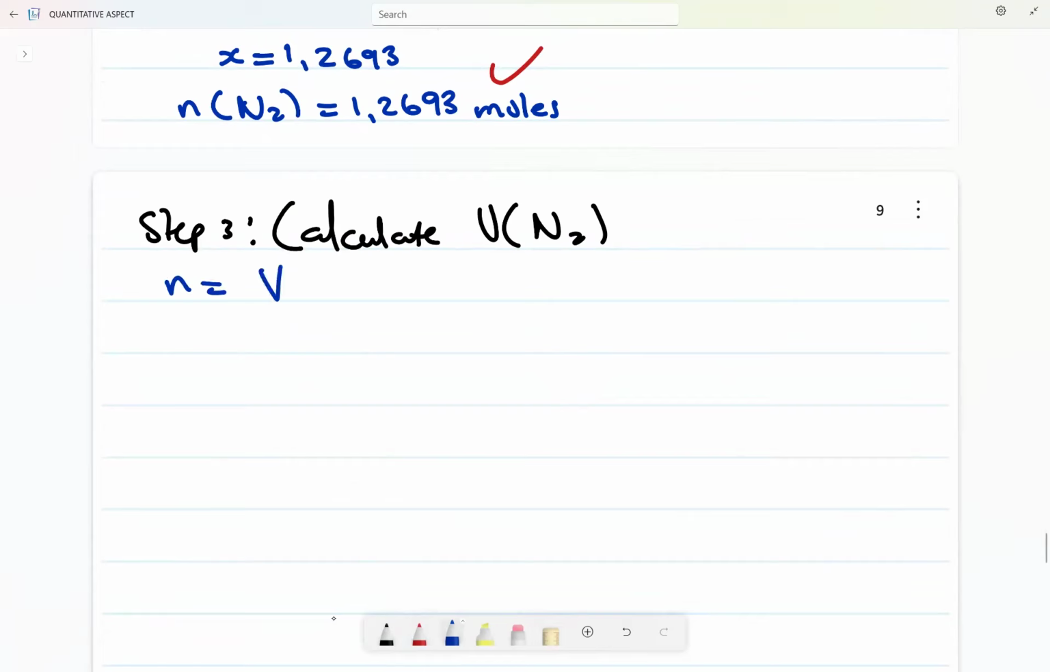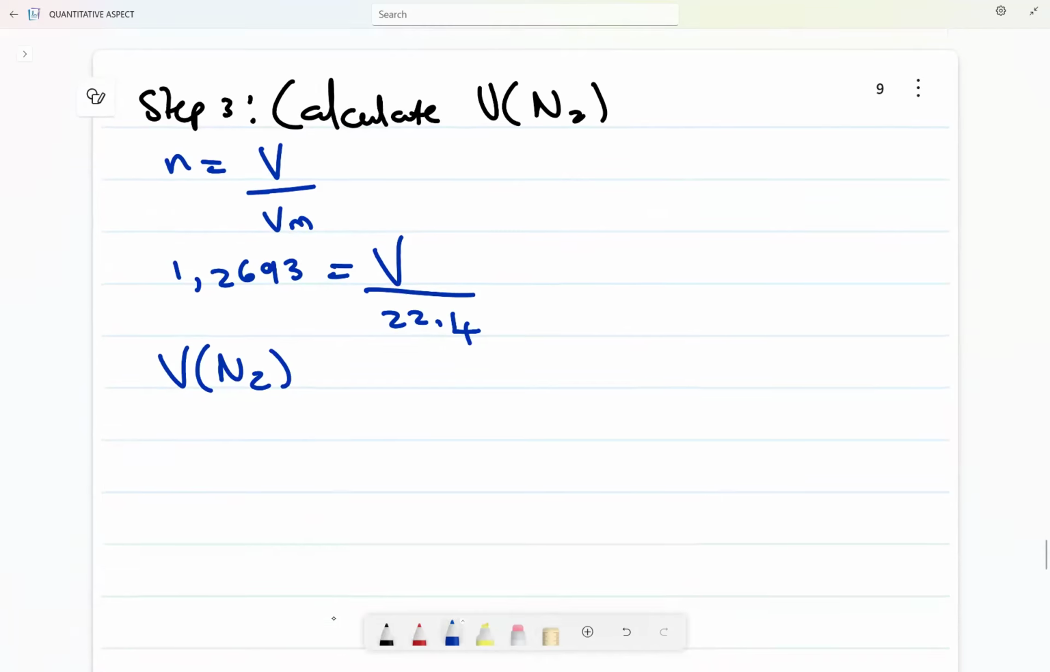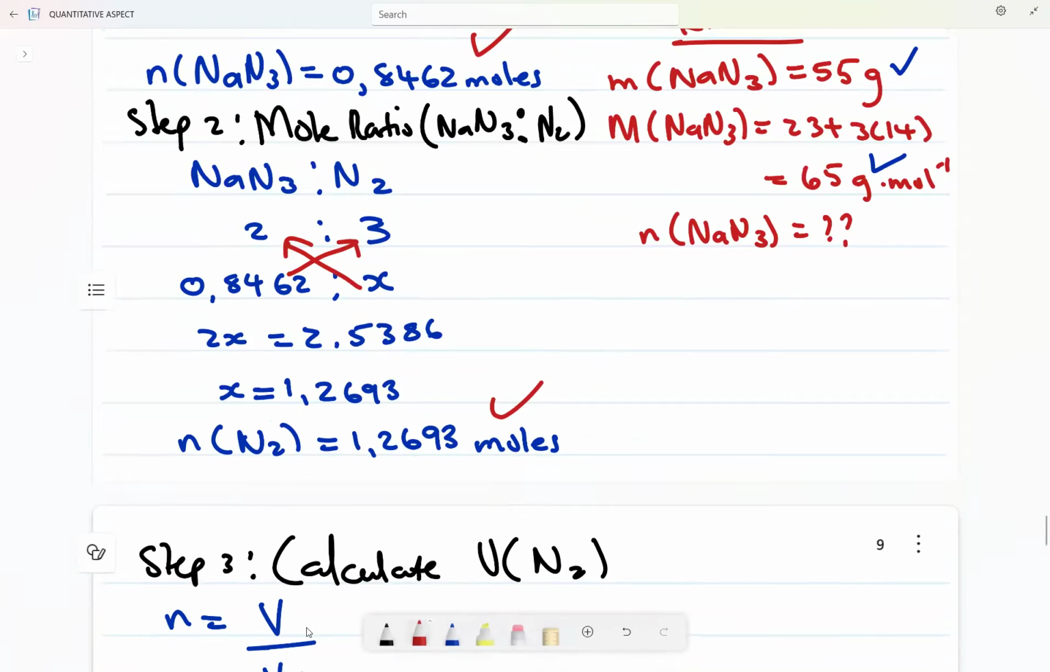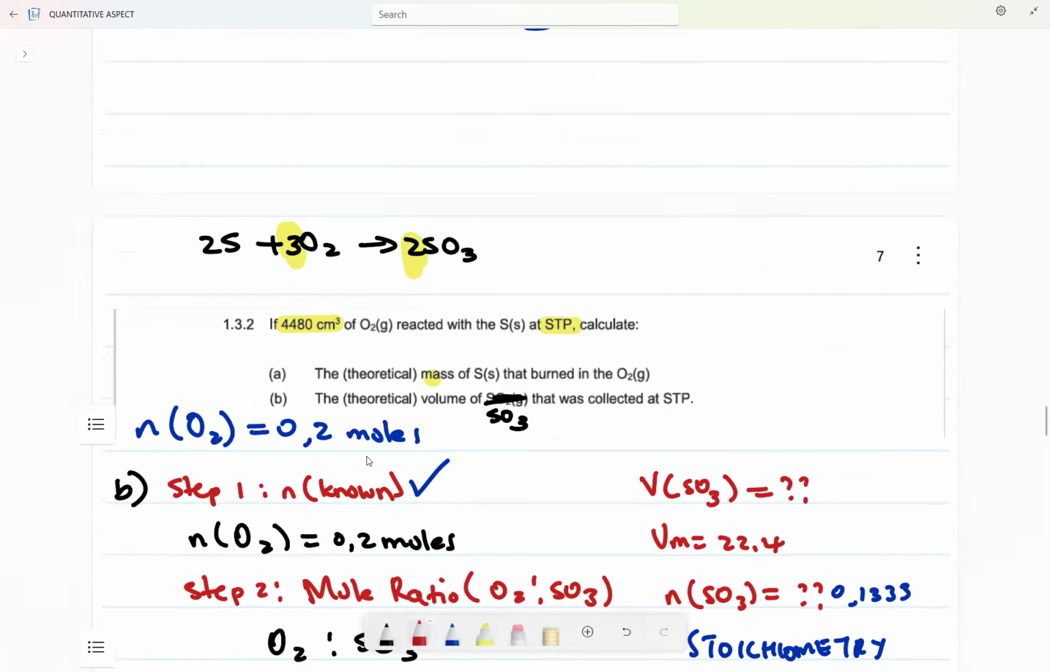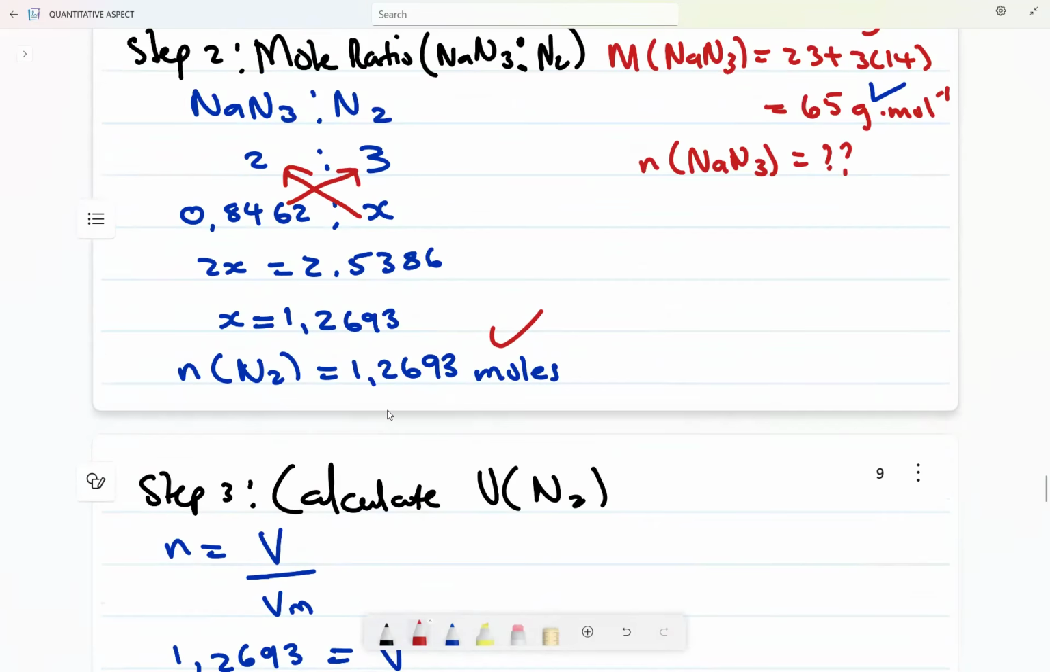This one that says n is equal to V divided by molar volume. Number of moles 1.2693, molar volume 22.4. Volume of N2, in actual fact, is something like 28.43 decimeters cubed. Step 3, done. Then you are done. Can you see? Everywhere we've been doing step 1, step 2, step 3. So that's basically that for stoichiometric calculations.